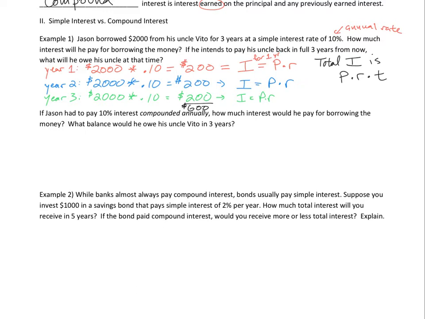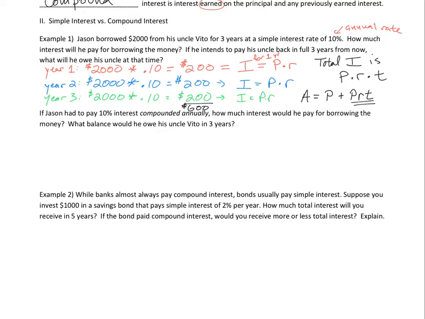Here we go. Hey, yo, Jason, it's Uncle Vito. You owe me, well, it would be the original amount that he borrowed plus another $600. You owe me 2,600 bucks. So there it is. So if we wanted to know the total amount that Jason would owe, I'm going to use the letter A for accumulated amount. It would be the principal, how much Jason borrowed, plus PRT, right, principal plus the total interest. All right, so that's simple interest.